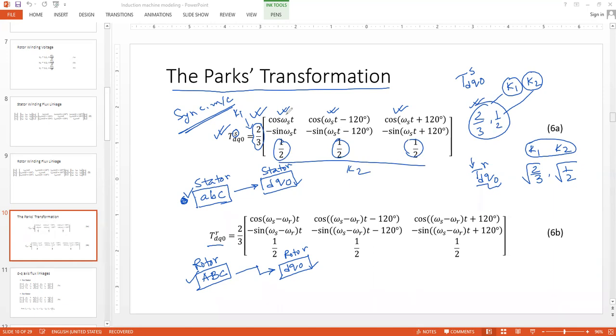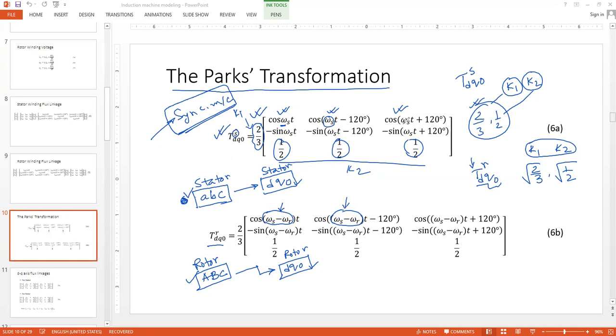If you look closely at each of the elements, all the other elements are exactly the same as those we found for the Parkes transformation matrix used for the synchronous machine modeling. However, for the rotor part, we have slightly different entries. Where is the difference? The difference lies in the angular speed. You can clearly see the differences. Instead of this omega s over here, we have omega s minus omega r. Similarly, for this omega s, instead of that, we have omega s minus omega r.